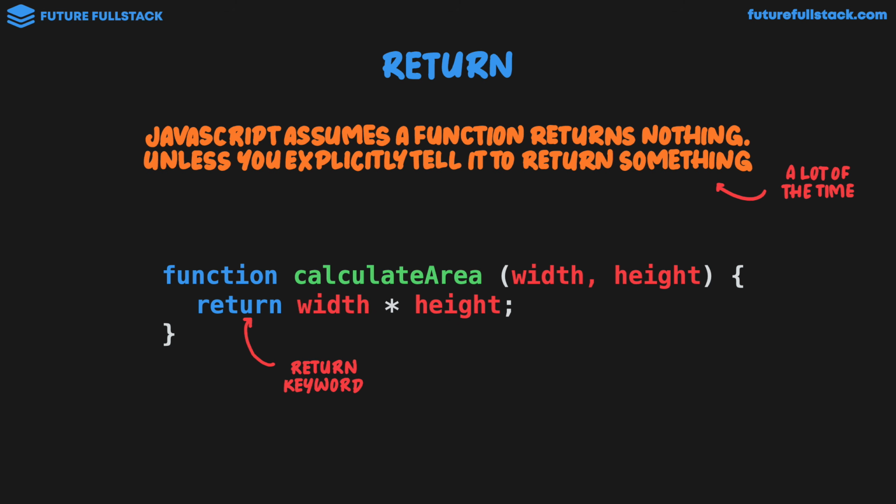If you don't do this, JavaScript is assuming you want to return nothing. So for something like just printing to the console, you don't use the return keyword, because we're not actually outputting a value to be used in our program. We're just printing something to the console. So let's go play around with this inside VS Code.